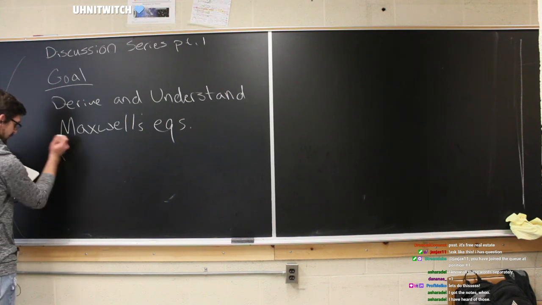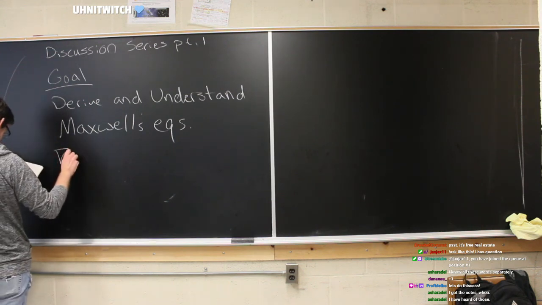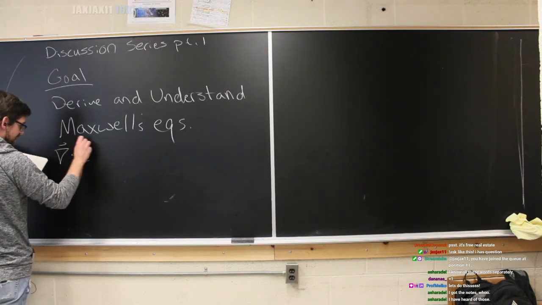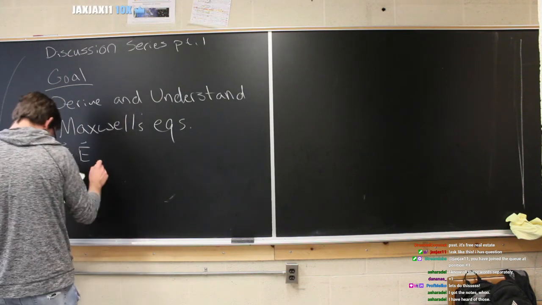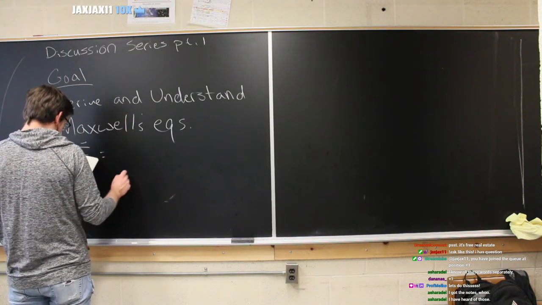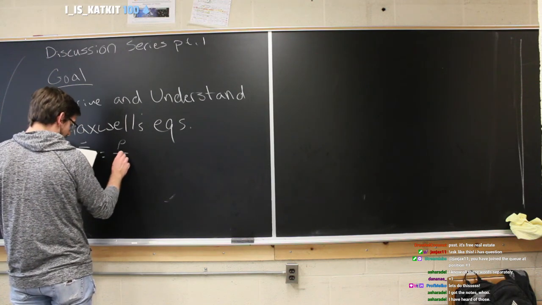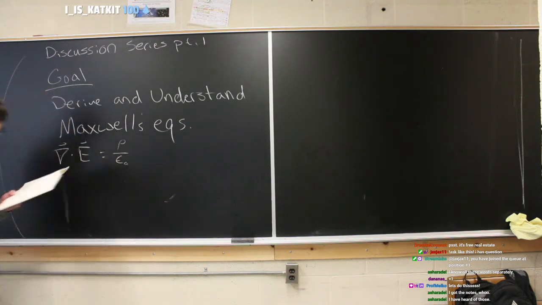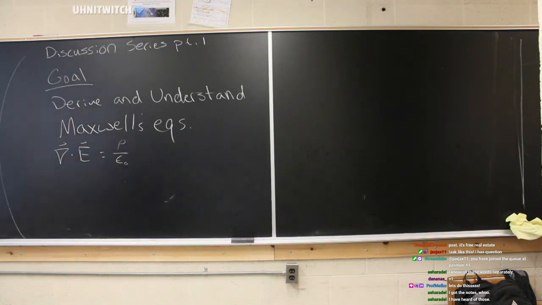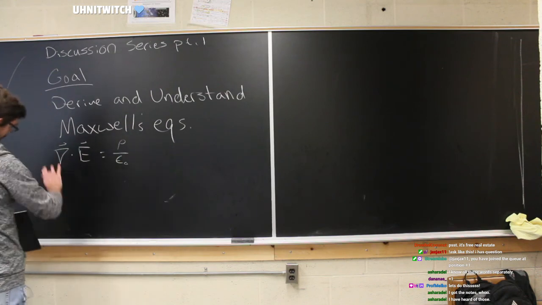I'm just going to do the differential form of the Maxwell's equations. So it's the gradient, which is basically the derivative in all directions, of the electric field is equal to the volume density over the vacuum permittivity of space. The vacuum permittivity of space meaning basically how well the electric field will move in space.